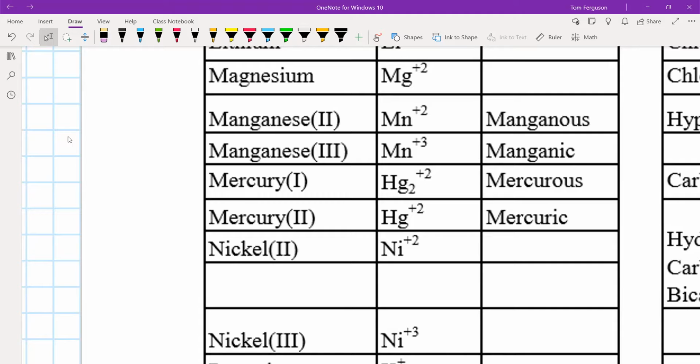Okay, does that make sense though on the two names? And then the cations, there are only two that are common. There's some weird ones, but the two most common ones are the mercuries and then ammonium, NH4.